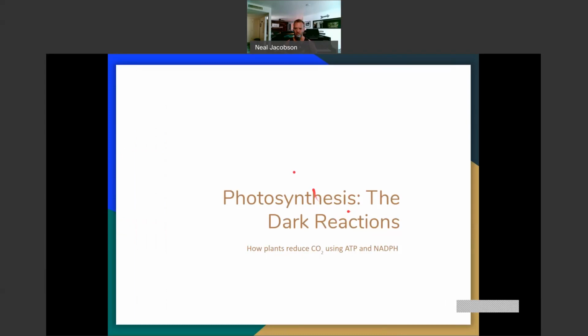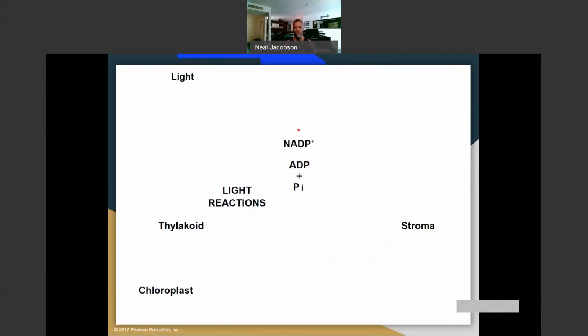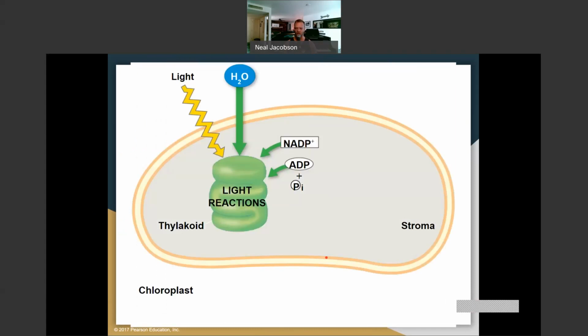Okay, the dark reaction. How do we take the energy from ATP and NADPH that we got from the light reactions, and use that energy to reduce carbon dioxide into sugar? So we're trying to take carbon dioxide and make sugar. This is just a scaled down version of what's happening on a general level.